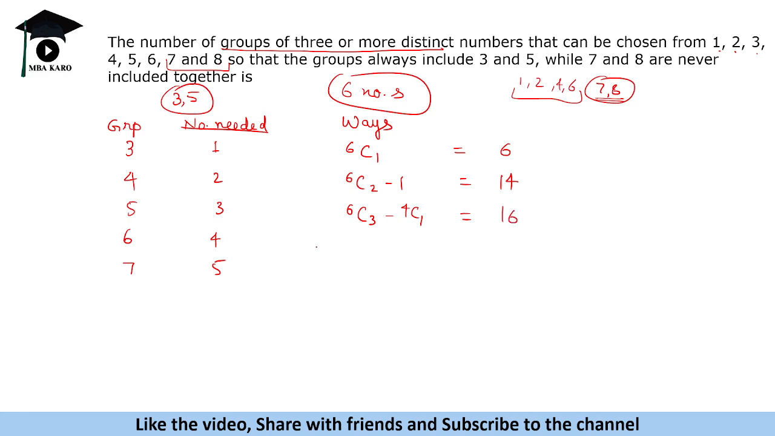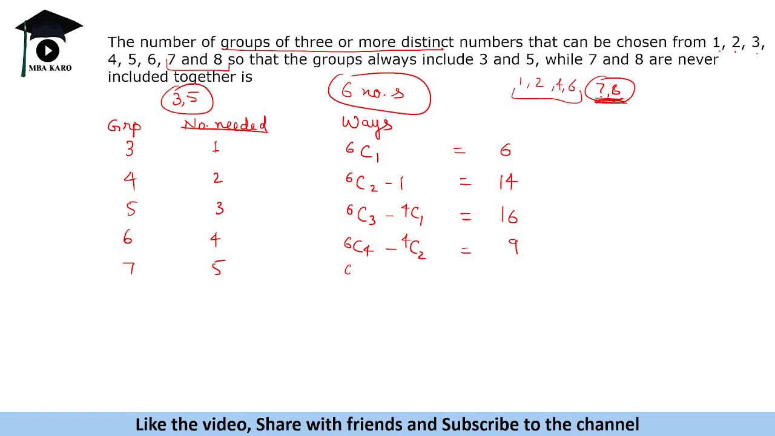Now if you have to pick four numbers, we can pick four numbers in 6C4 ways, and we have to exclude the cases in which we have picked 7 and 8. Those cases include that we have picked 7 and 8, and apart from that, we are picking two numbers from the rest. So we need to exclude these cases. So that gives us 15 minus 6, that is 9.